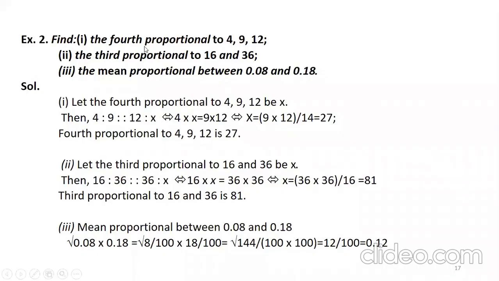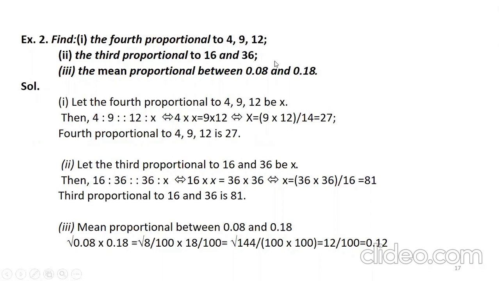Coming to the second example, find the fourth proportional to 4, 9, 12. We write it like 4 is to 9 is to 12 is to x. So now apply the rule: 4 into x is equal to 9 into 12. This is the product of the extremes rule that we have to apply here. So now x is 27. So the fourth proportional to 4, 9, 12 is 27.